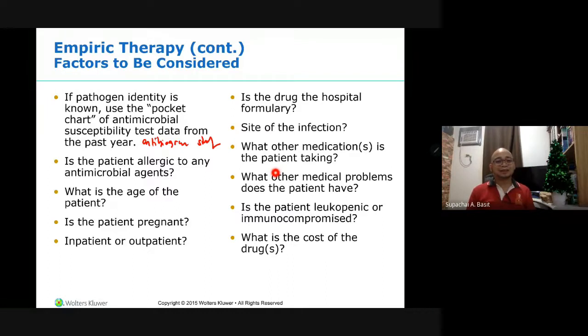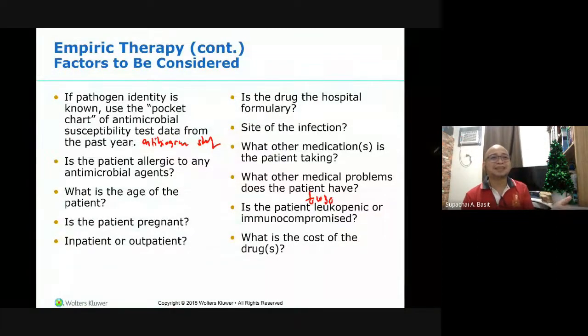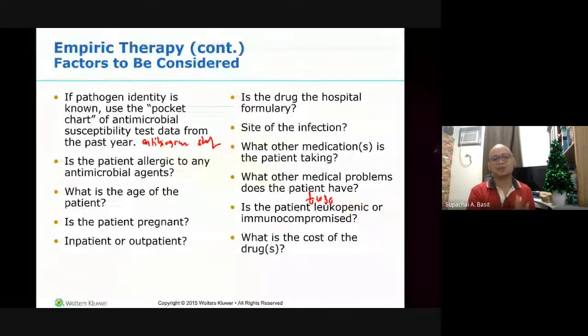What other medical problems does the patient have? This is where the physician would consider the kidneys of the patient, for example. Or is the patient leukopenic? When you say leukopenic, it means the patient has a low WBC count, or the patient is immunocompromised. And what is the cost? This one is very important. What is the cost of the drugs? Because drugs that are administered intravenously are significantly more expensive than drugs that you take orally.